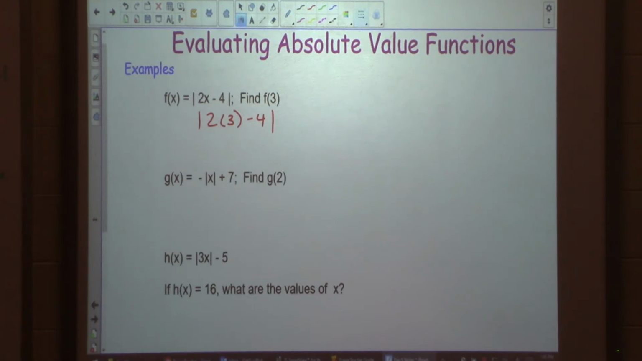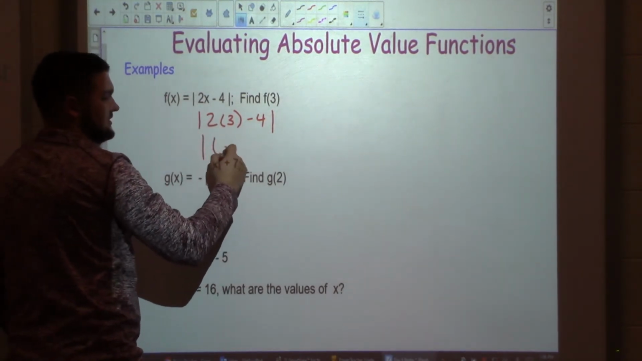Remember, when we have an absolute value, we can't take the absolute value unless it's one number in there. So let's do our operations first. 2 times 3 gives me 6.